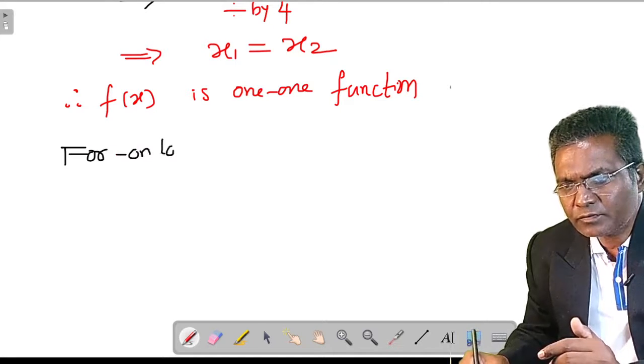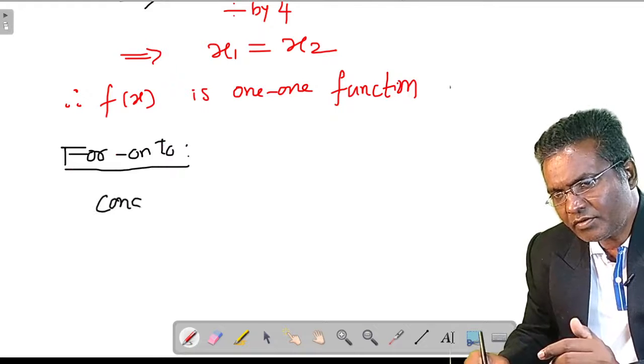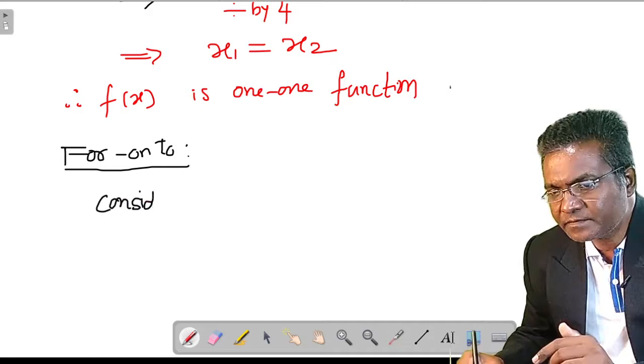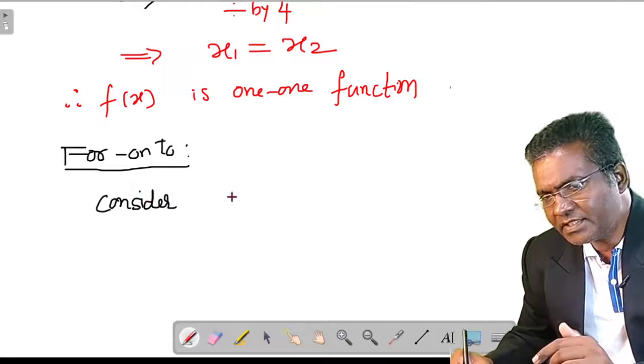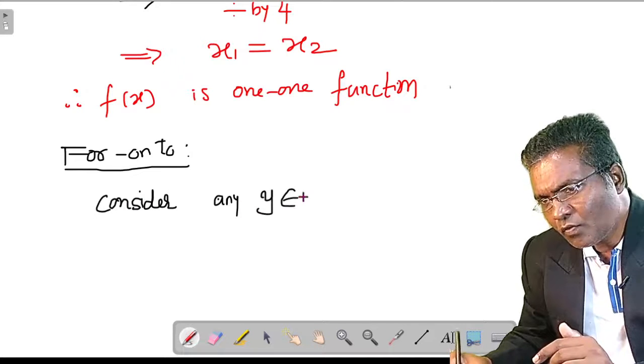For onto, you have to take one arbitrary element from the codomain. So consider any y belonging to the codomain.